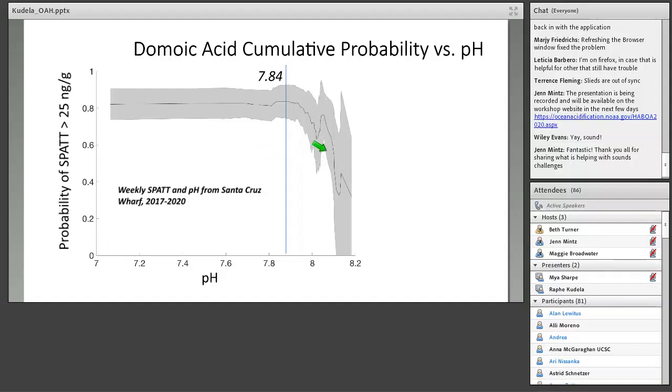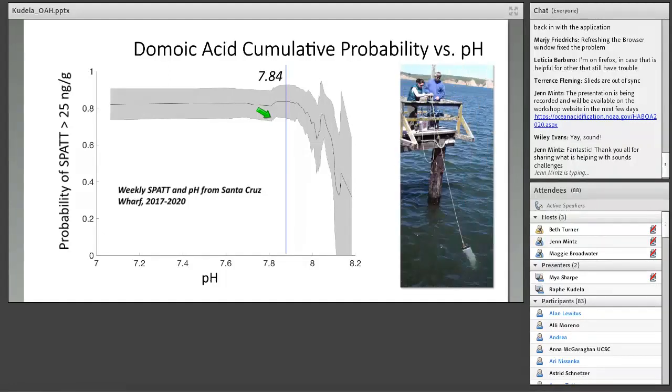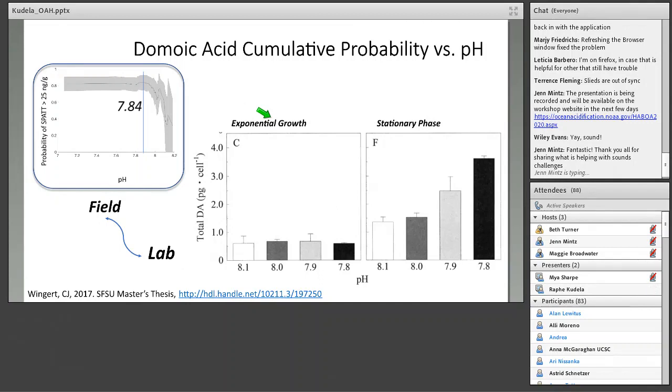And what I want to point out is that generally the domoic acid in Monterey Bay increases as pH is dropping, and we reach a maximum at about a pH of 7.84. The line is the mean of 1,000 bootstrapped runs, and then the gray bar is the standard deviation, giving you an idea of how much variability we have on that. And so we can do this because we do collect these data simultaneously at these sites. And this is just one example, picking Santa Cruz Wharf, because I know that area and I understand it pretty well.